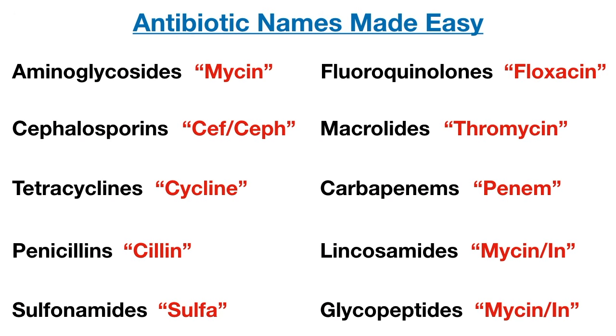So for aminoglycosides, these drug names typically end in mycin, cephalosporins usually begin with ceph, tetracyclines typically end in cycline, penicillins end in cillin, sulfonamides begin with sulfa, fluoroquinolones end in floxacin, macrolides end in thromycin, carbapenems usually end in penem, and both lincosamides and glycopeptides typically end in mycin or in.